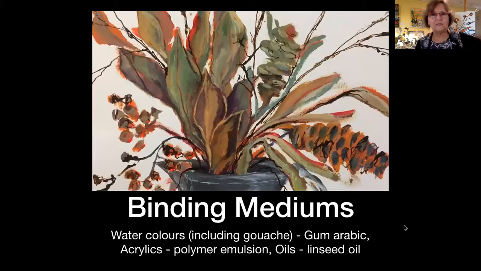Now the binding mediums are different for the different types of paint. So with watercolours, including gouache, you have gum arabic, which comes from trees, it's natural. And this painting that I have done, this one is acrylic. So you've got acrylics, which are made with a polymer emulsion. I don't know that you can actually see it on this paper, but acrylic paints have a slightly plasticky look because they are basically a plastic, and they're slightly shiny.